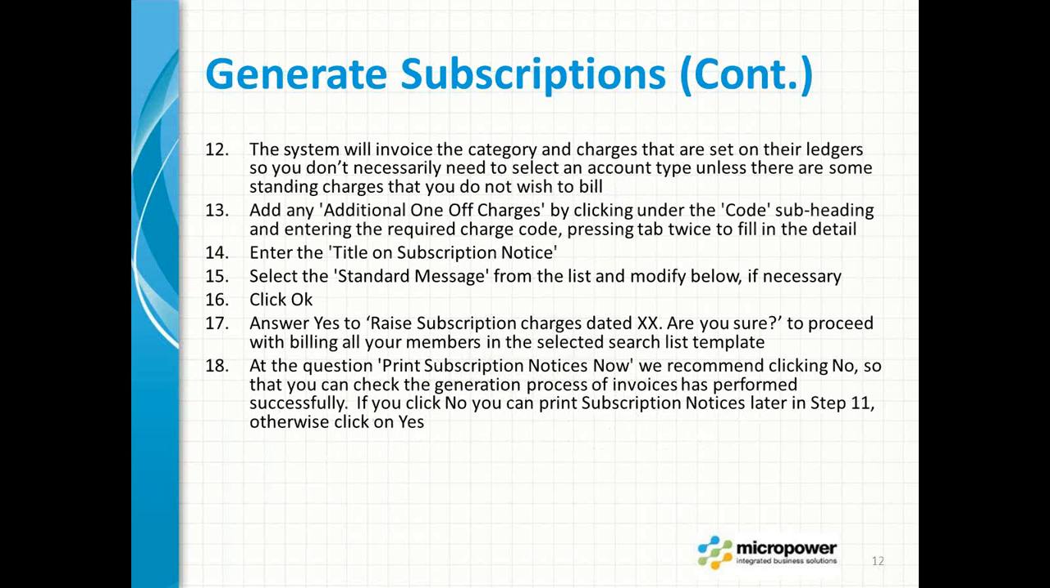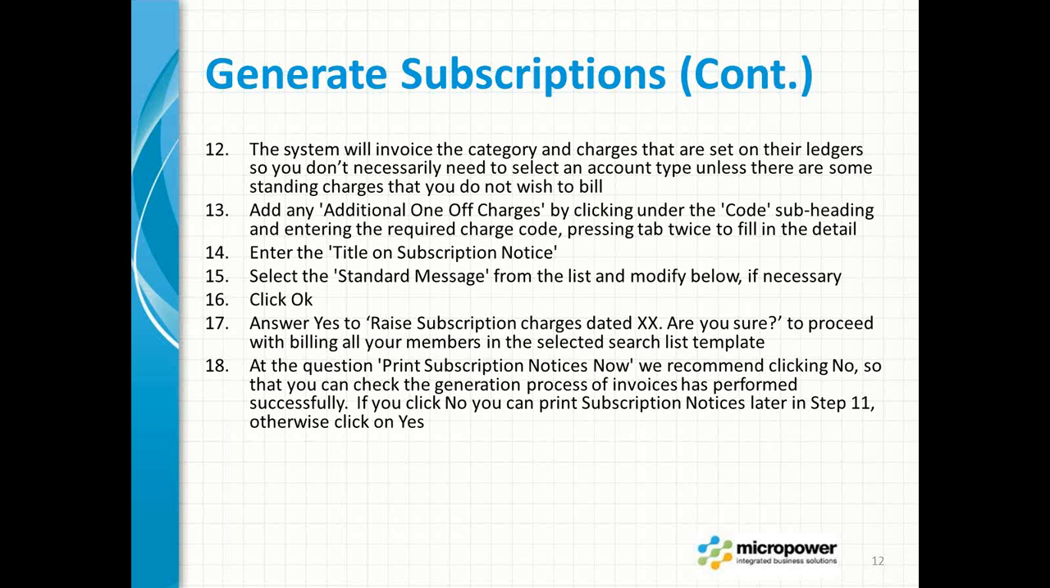If we keep going with our subscription process, we're up to step number 12. The system will invoice the category and charges that are set up on the members' ledgers. You don't necessarily need to select any of the account types unless there are some standing charges that you do not wish to bill. Basically it'll come up with the list and you just leave it how it is.